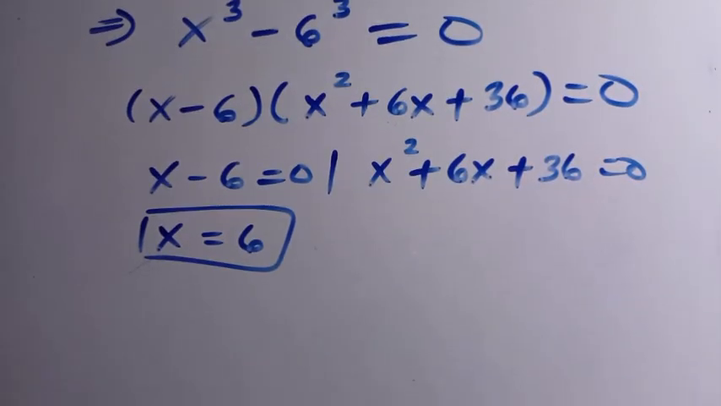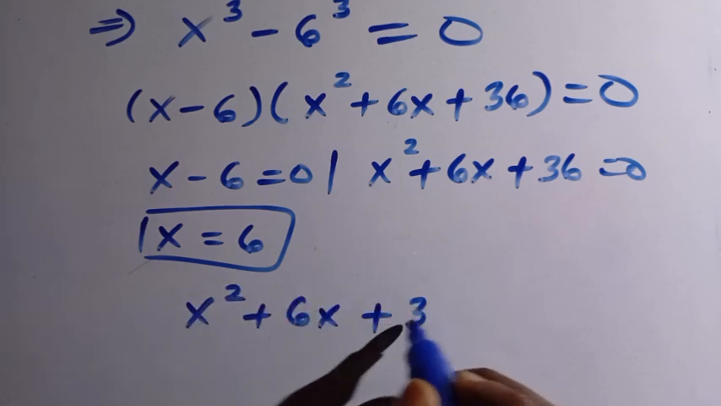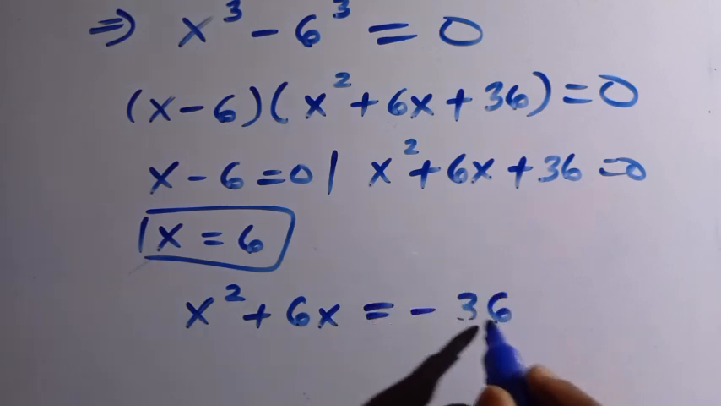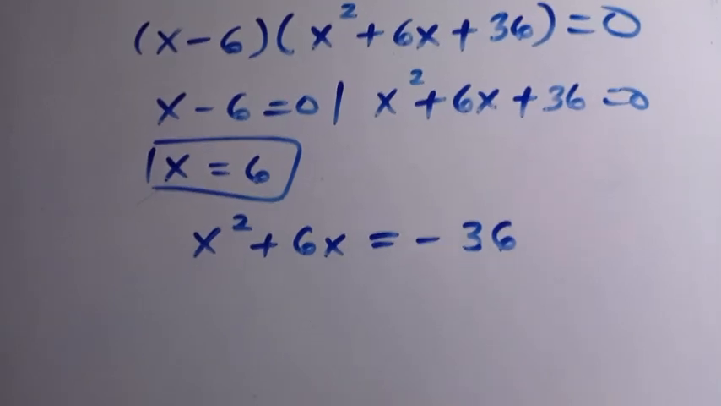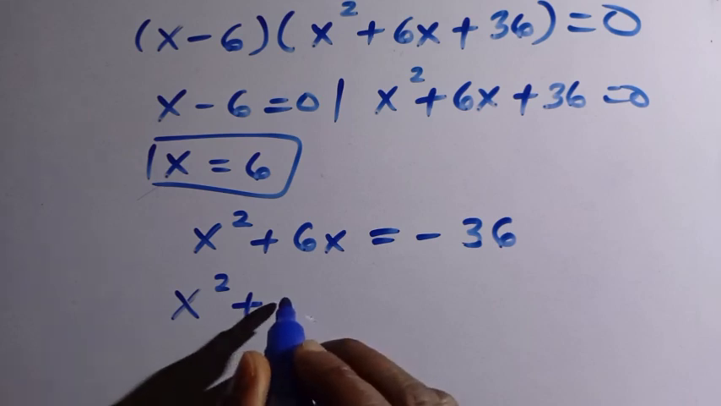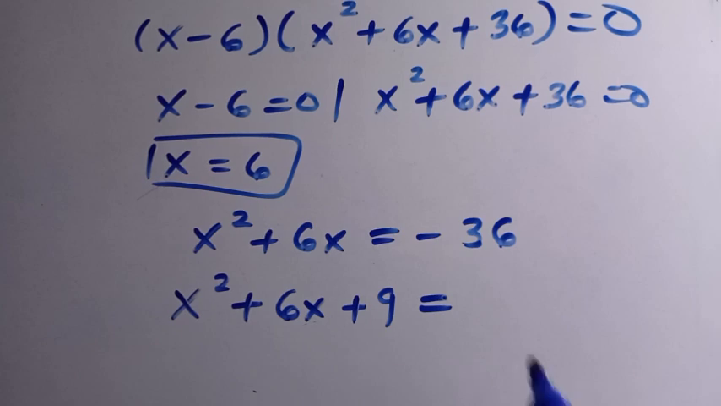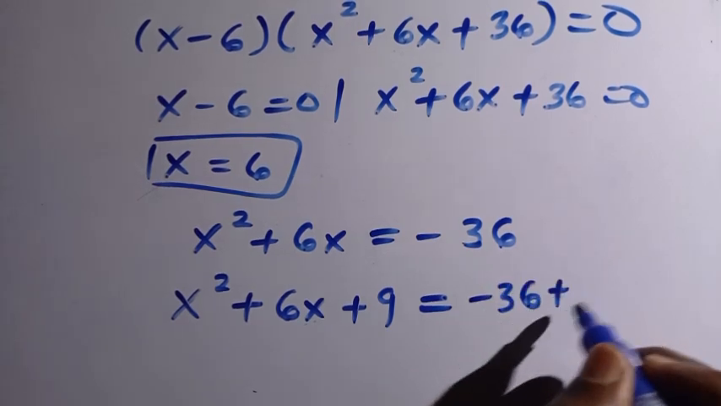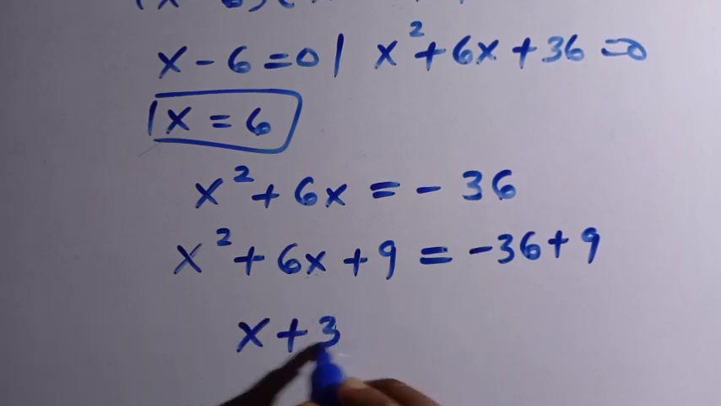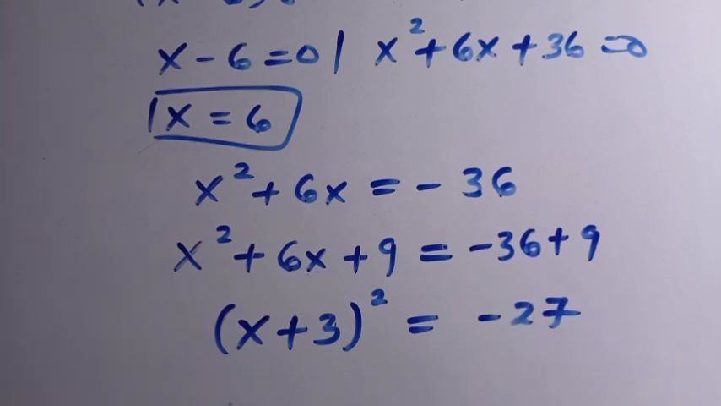And also by this, we have x squared plus 6x plus 36. And let's take 36 to the other side as we did earlier. So here is minus 36. So we call this method the completing the square method. So here let's add 9 to the other side again. So we have x squared plus 6x plus 9 equals minus 36 plus 9. And the whole of this becomes (x plus 3) raised to power 2 equals minus 27.